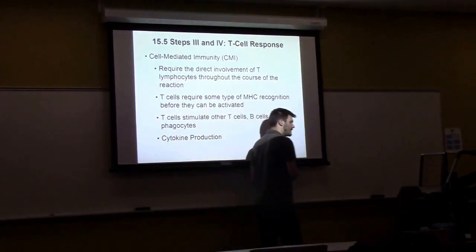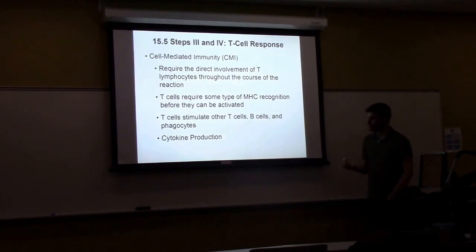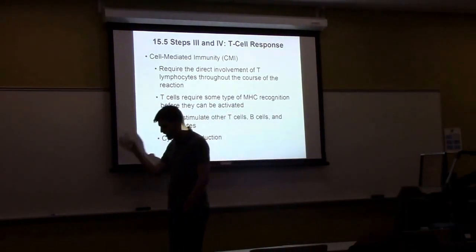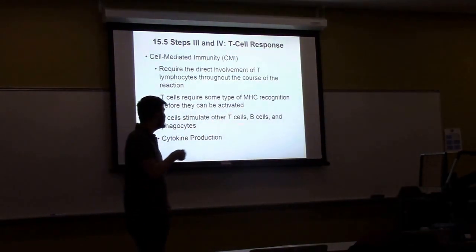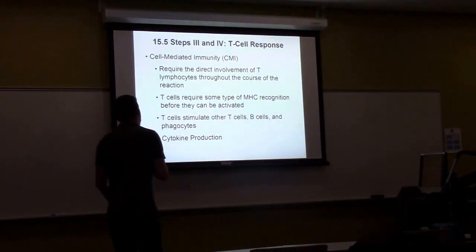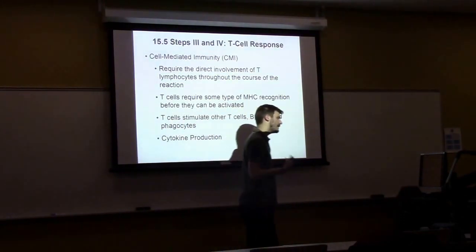As we mentioned, T cells require MHC to see their antigen. They cannot see it floating around. Once they do see their antigen, though, they can then go off and stimulate all different types of immune cells, whether that be T cells, more T cells, B cells, phagocytes, whatever. And again, they primarily do this by releasing chemical signals known as cytokines.